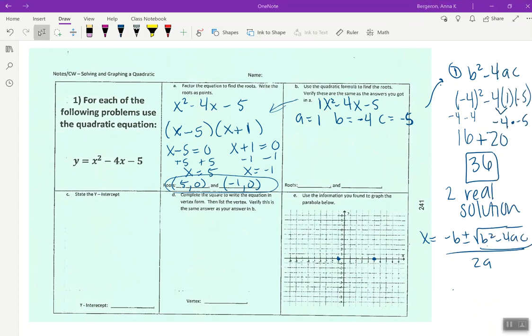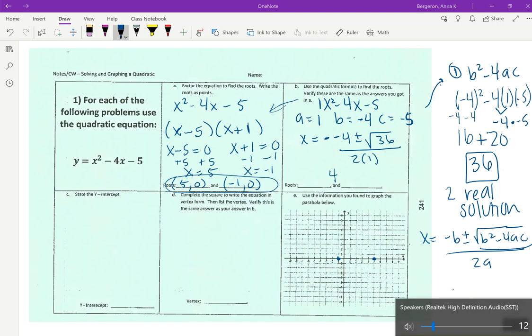We already know that b squared minus 4ac is 36. So when we rewrite this, we have x equals negative of -4 plus or minus the square root of 36 over 2 times 1. The nice part, negative of -4 is 4, and then the square root of 36 would be 6. So I have plus or minus 6 over 2.